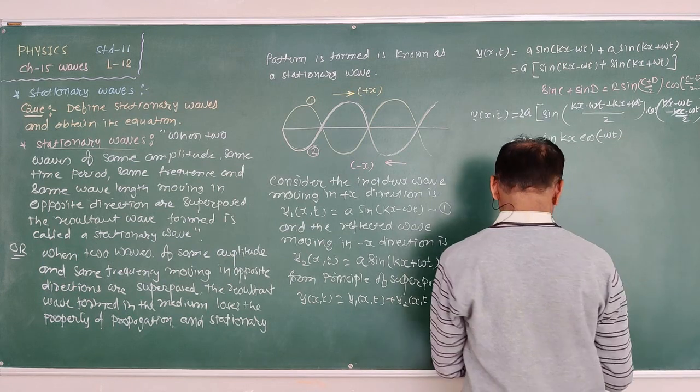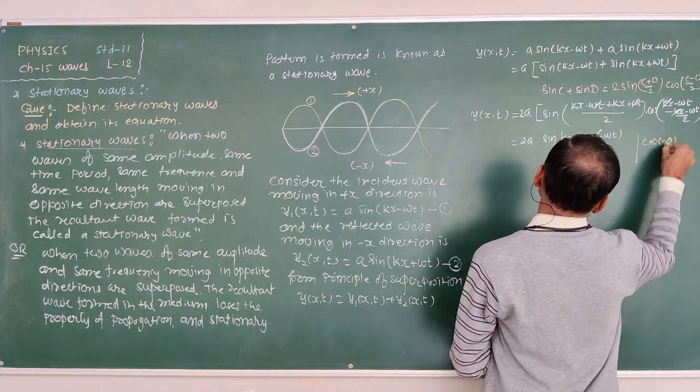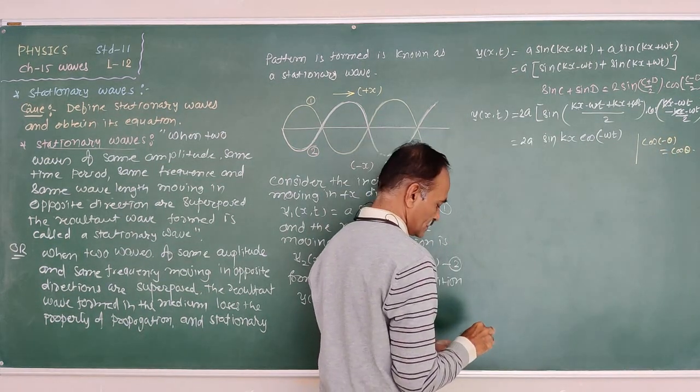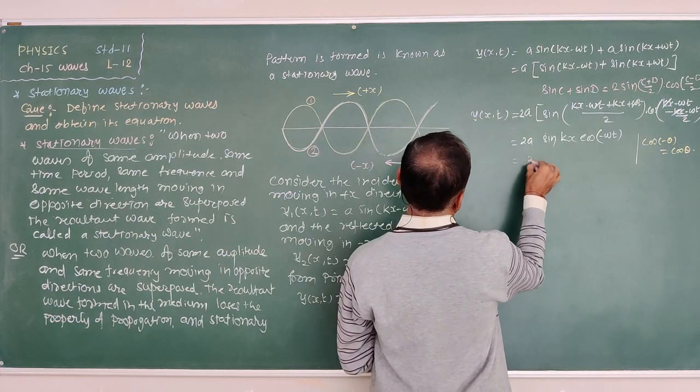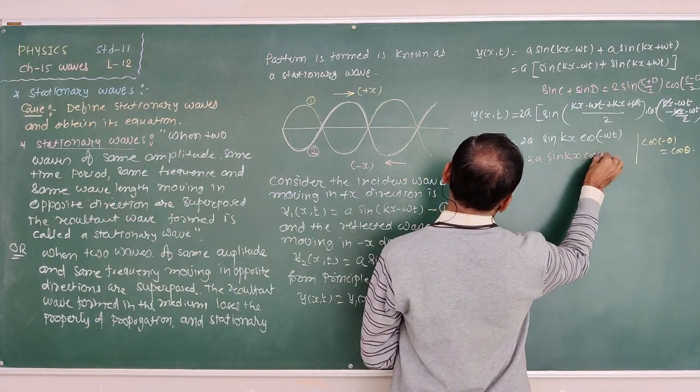Therefore, here kx cancels, and omega t cancels. Therefore, 2a sin(2kx by 2), that means kx, into cos(minus 2 omega t by 2), the 2 cancels, therefore minus omega t. But we know that cos(minus theta) is equal to cos theta. Therefore, we obtain 2a sin kx cos omega t.